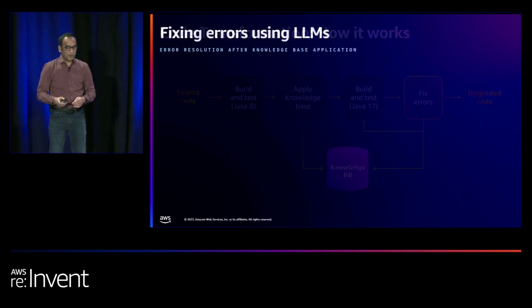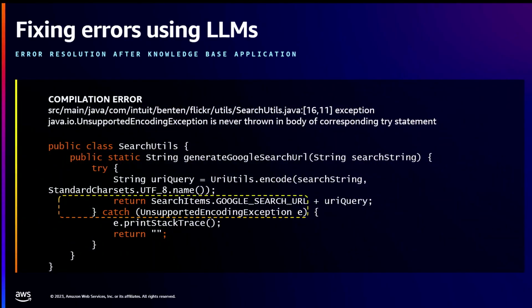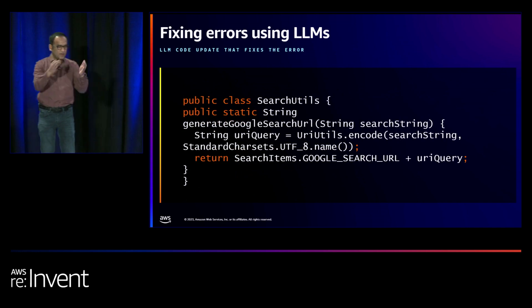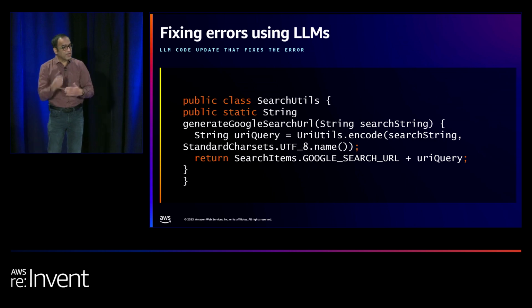Let me give you an example of how the error fixing works. In this example, once we have upgraded the whole application and applied all the knowledge base, the error that shows up is that we have a java.io.UnsupportedEncodingException that's never thrown in the body of the corresponding try statement. So we give examples of this to the LLM, we give it this code, and the LLM is able to fix it and output the fixed code. And then we can essentially move on to fixing the next error, if there are any left.